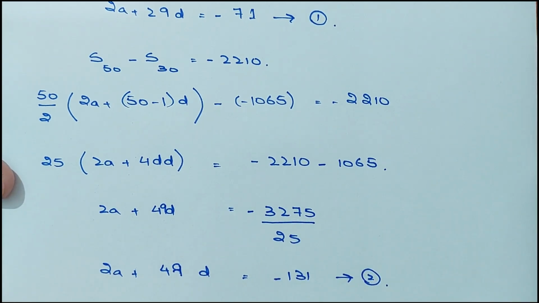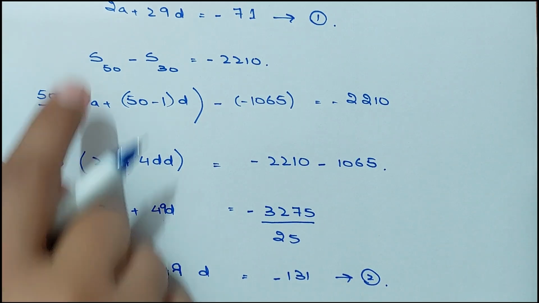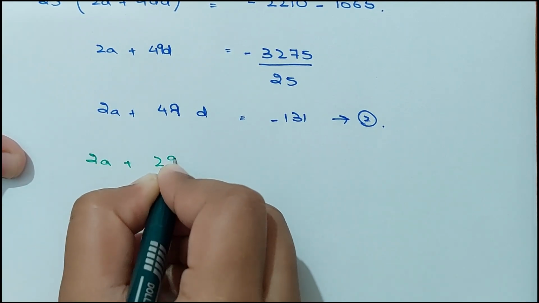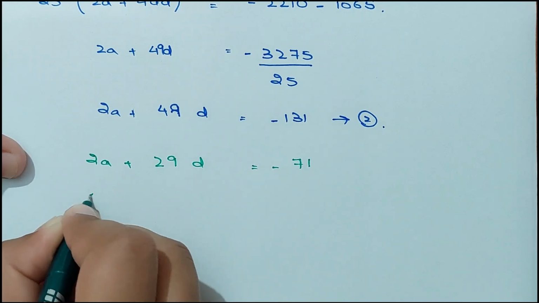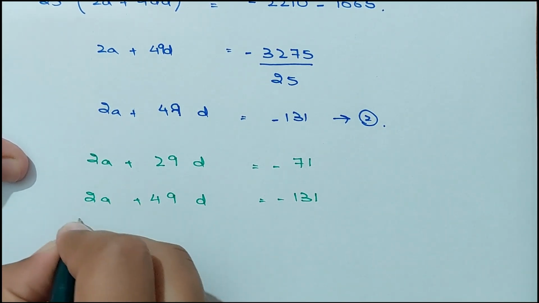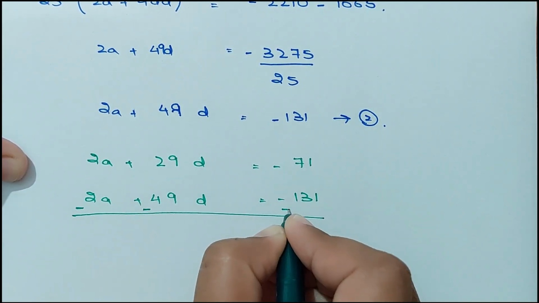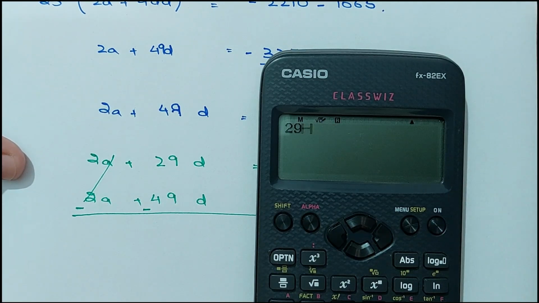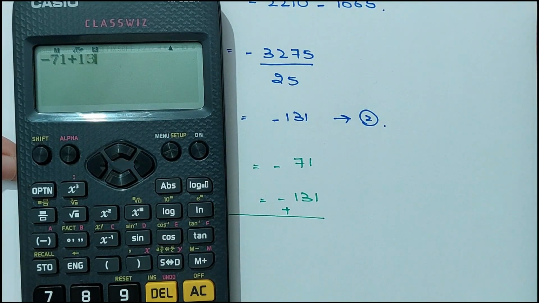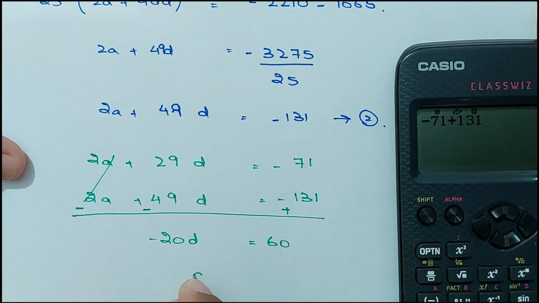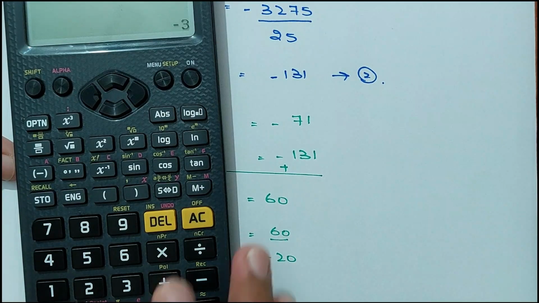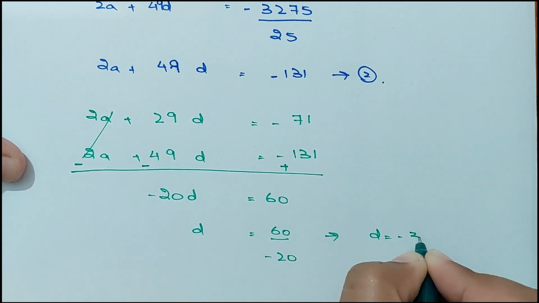Now we have two equations and two unknowns. We can simplify and get the values of a and d, right? So 2a and 2a, let me subtract the two equations. The first equation is 2a plus 29d equals minus 71. The second is 2a plus 49d equals minus 131, right? Let me subtract the two equations by changing the signs. The 2a cancels out. We have 29 minus 49, which is negative 20d, and here minus 71 plus 131 is 60. And what is d? d would be equal to 60 divided by minus 20, which is negative 3. So from here d equals minus 3, right?